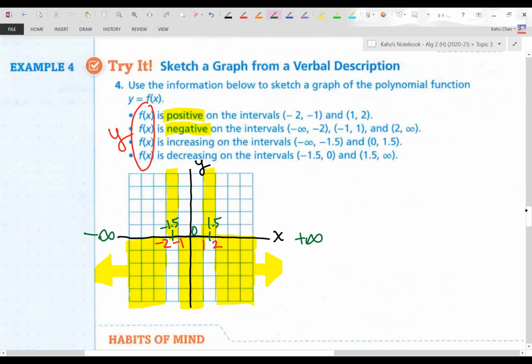So somehow it's going up, up, up. Somehow it's increasing. Let me use a different color here. Going from -infinity to -1.5, somehow it's going this way. And then from 0 to 1.5. Okay. Somehow it's going here to here, going upward like that. But it's decreasing in the other direction from -1.5 to 0.